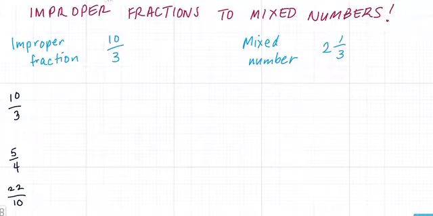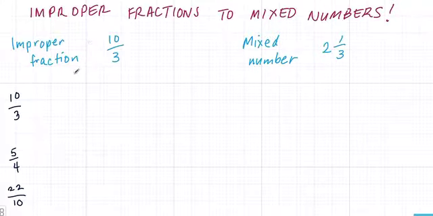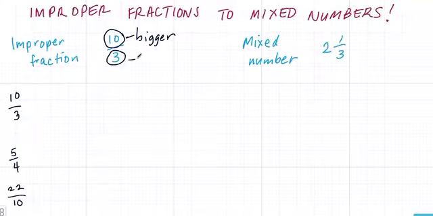So we're going to turn an improper fraction into a mixed number. So first thing we need to know is what's an improper fraction, what's a mixed number. An improper fraction is a fraction where you have the numerator, which is bigger than the denominator, which is smaller. Okay, that's an improper fraction.